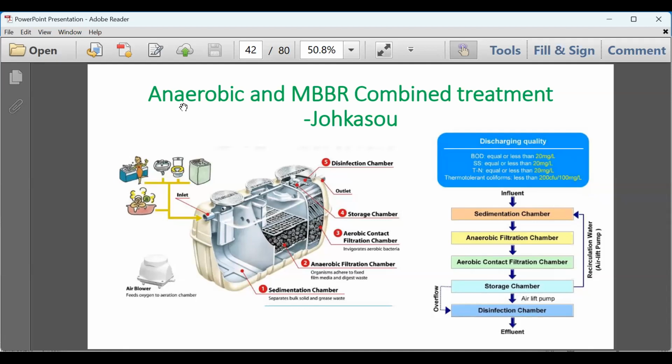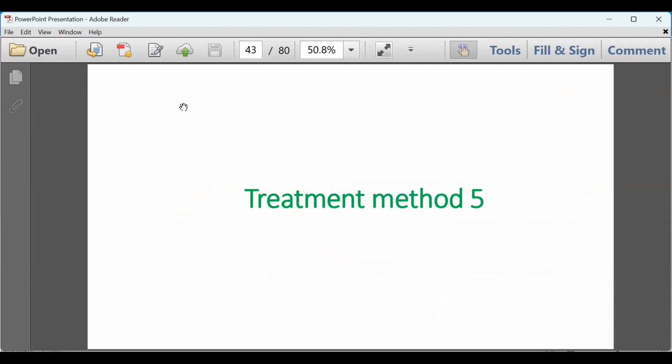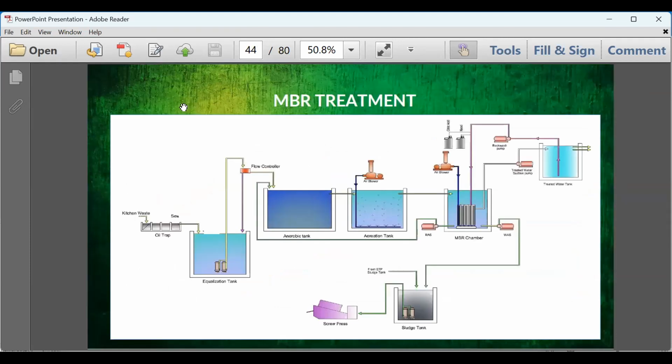Now we move to our treatment method number 5. It is MBR treatment. One of the most advanced treatment methods in the industry. Here, biological and filtration combined method is used to treat the wastewater.